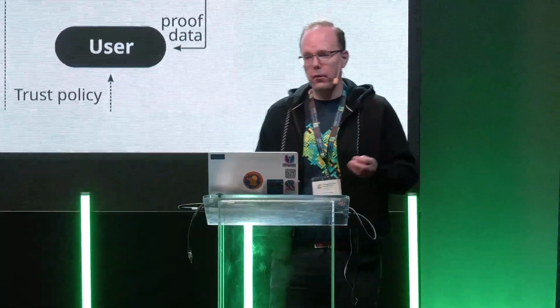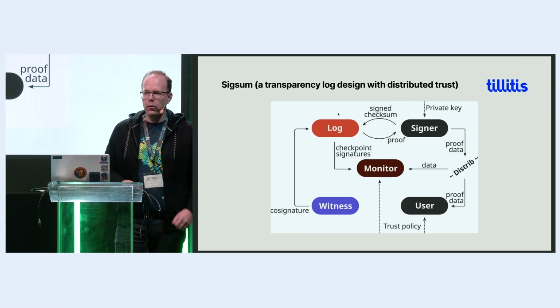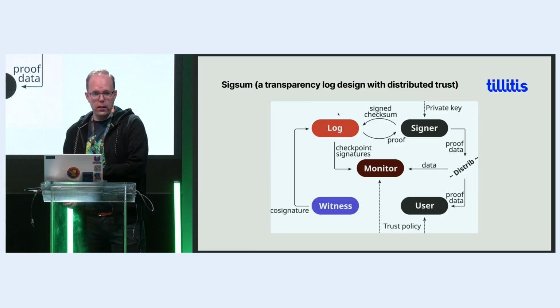So in terms of transparency systems, what can you use an HSM for? I roughly see 3 possible use cases or applications. One is that you can protect the signer's key, obviously. You can protect the log's key, or you can protect the witness's key.